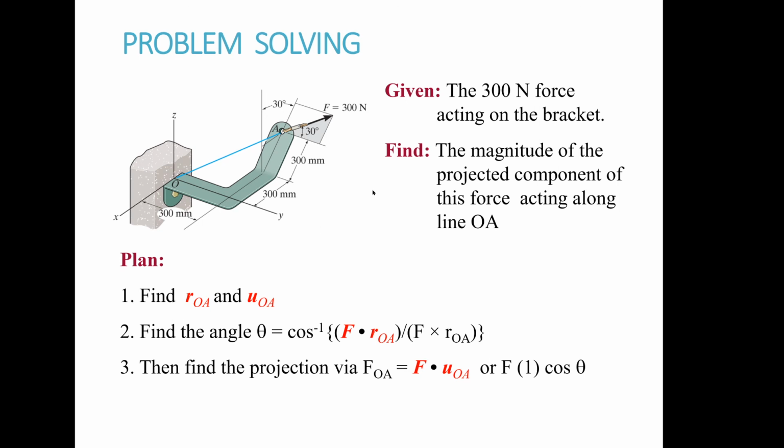So we follow the same basic process here. We're going to look for an angle between the two. But first thing we need to do is come up with a vector r_OA, then its unit vector as before. We still have to work through the F vector and figure out what its components are, but that's also part of this, right? So then we find the angle between them, and then we can find the magnitude of that projection along that line just by doing the dot product between the two, okay?